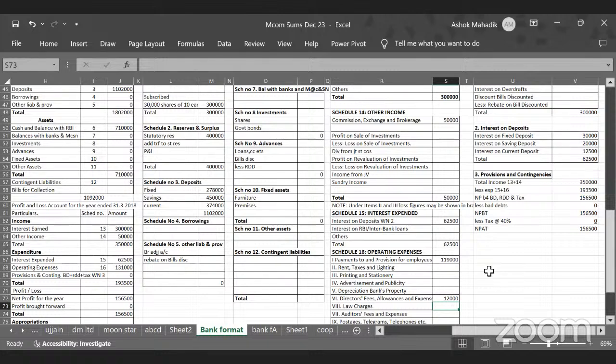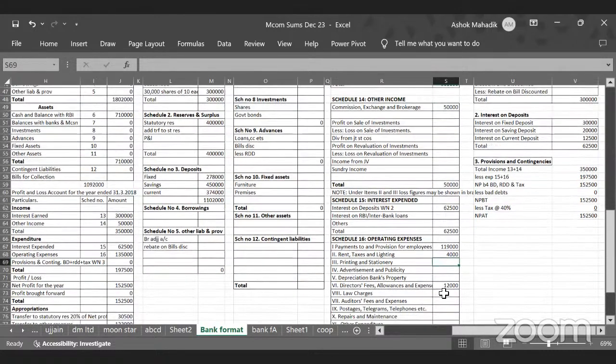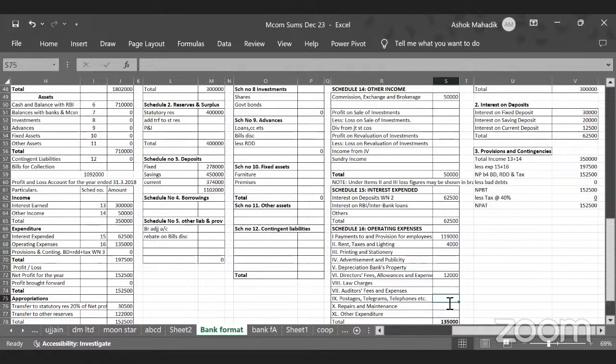Next, rent, insurance, and taxes 4,000. Let me see where it is. Yeah, it is 4,000. So I'll put 4,000 against rent and rates. Then we have postage and telegram 900, here at the end. I'll put 900 here. Next, printing and stationery 7,000. Printing and stationery, and here it is 7,000. Next is audit fees. How much is it? 4,000.